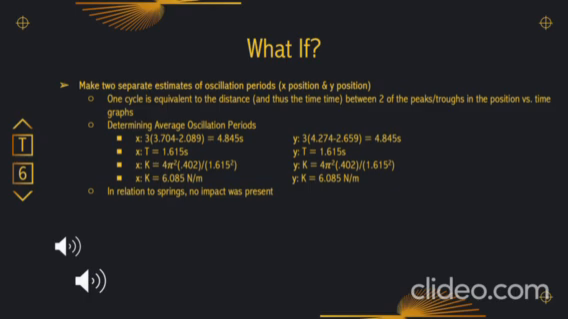In order to determine this, we determined that 3T was equal to the total time we would use. And then we divided that by 3 in order to get our value of T. We then found k by using 4 pi squared times the mass divided by T squared equals k. As both values were actually the same, we can see that in our experiment there was no impact present in relation to springs.